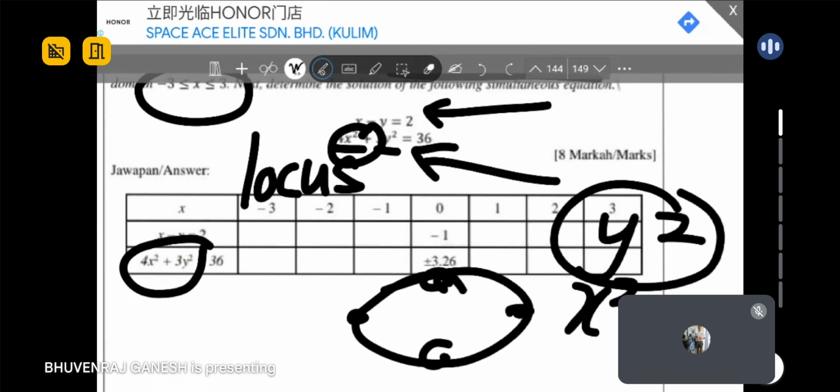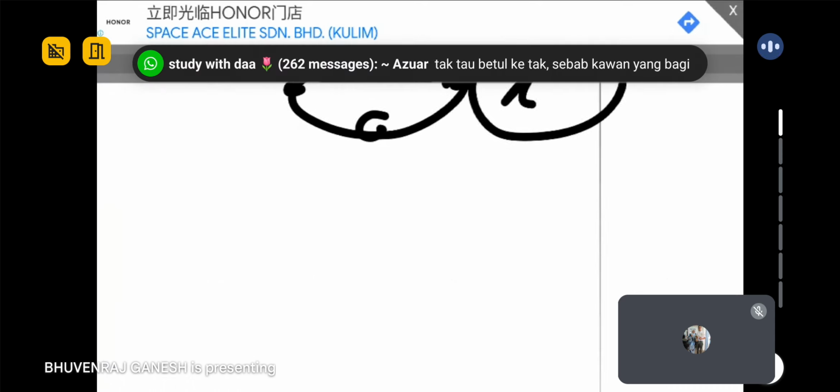So yang ni y positif, y negatif. Yang ni x positif, x negatif. Guys, NMATH senang ke tak? Senang kan bila faham. Okay, so easy. You already get the shape. Tak perlu plot titik. Kamu lihat persamaan pun kamu dah tahu mengapa bentuk dia macam ni. Okay? So bila plot point, lebih senang lah.